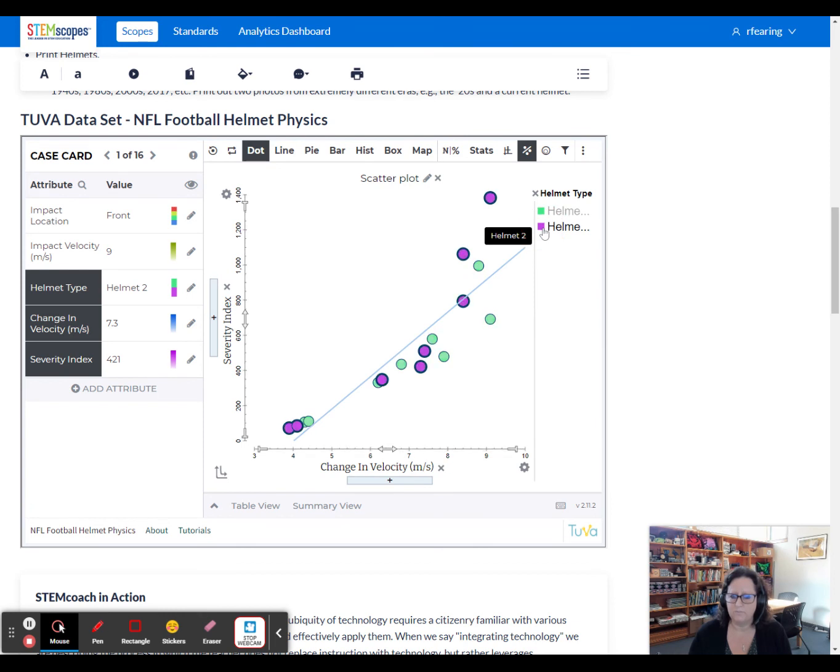Let's look at helmet 2. So I clicked on the purple dot. They're all highlighted, and you can see that at low change in velocity, 3.9, severity index was 72. Let's go up here. Change in velocity, 6.3. So, okay, more kinetic energy in this impact and severity index was 347. Keep going up. So which one had the most change in velocity? This one. This one is the farthest over on the x-axis. It has a change in velocity of 9.1, and the severity index is 1,382. So let's go straight down to the green one. It also had a change in velocity of 9.1. Those were the same. So it was the same impact, but which one had more severe potential for damage to that player? Yeah, definitely helmet 2, because it had a much higher severity index.